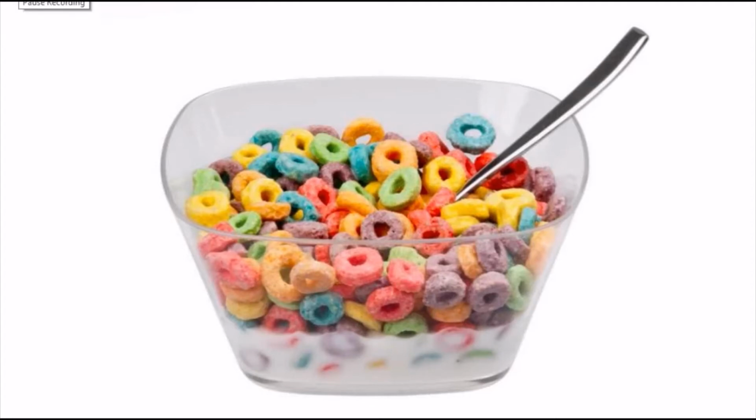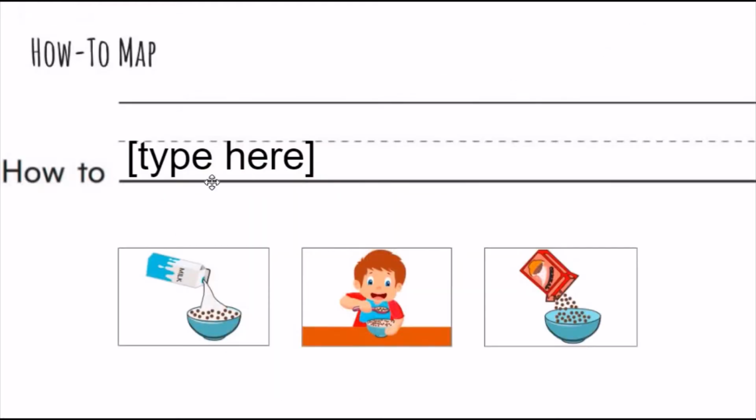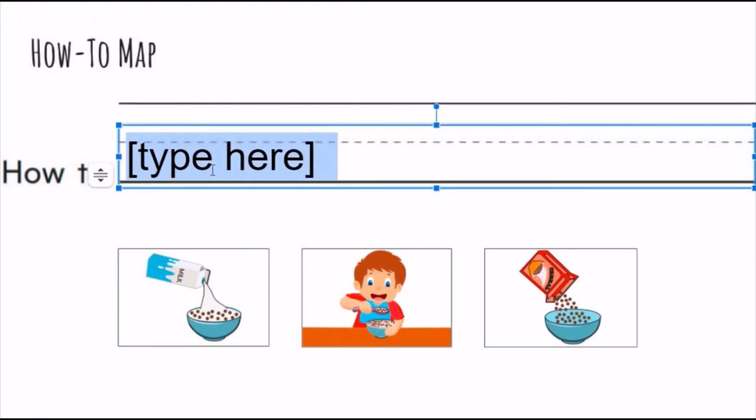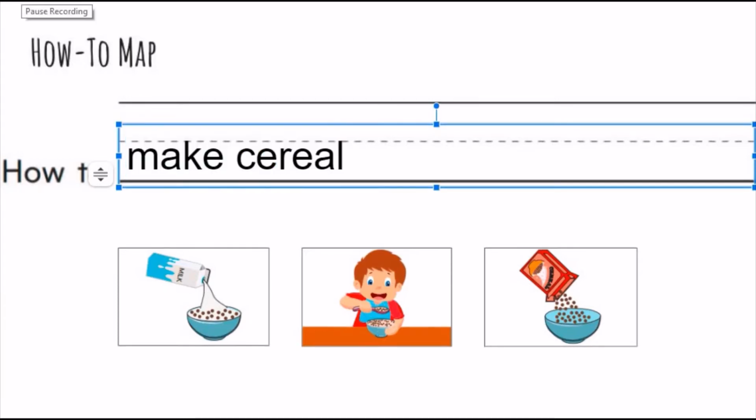Since this is a we do portion of the activity, you can share the link of the Google Slides that you are on. That way all the students are on the same Google slide. There will be some boxes to type into. So you could type, or if your students are comfortable with typing and they have the Google slide open, they can type. So I just typed how to make cereal here.